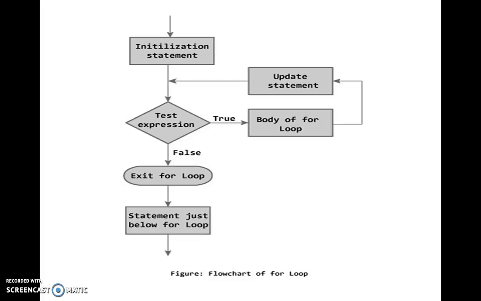Okay, this is the flowchart of the for loop. Initially there will be the initialization statement, and then it will go to the test expression, and if the test expression is true, the body of the for loop will be executed. After that, the update statement will be executed. Again check the test expression. If it is true, again the body of the loop will be executed. Again the update statement, and this process will be repeated until the test expression becomes false. When it becomes false, it will come out of the for loop, that is, exit the for loop, and then the statement just below the for loop will be executed.